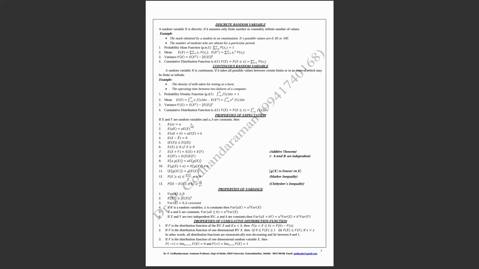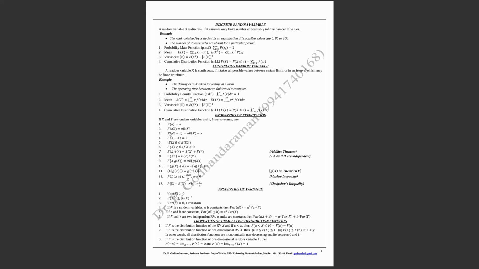Now if X and Y are random variables and a, b are constants, then E of a is equal to a. For example, E of 2 is equal to 2, E of 10 is equal to 10, etc. E of aX is equal to a into E of X. E is the expectation. For example, E of 2X is equal to 2 into E of X. E of 10X is equal to 10 into E of X. This is the second formula.